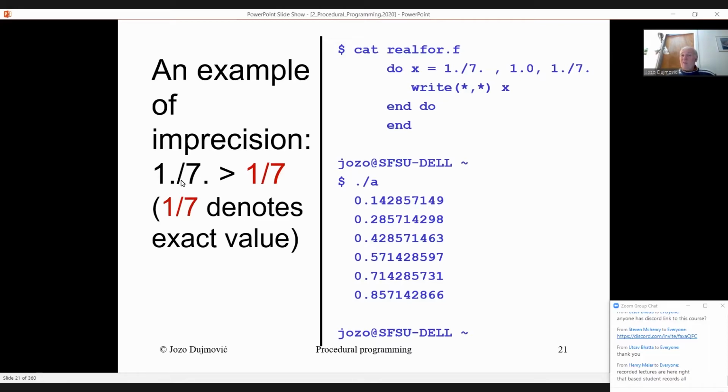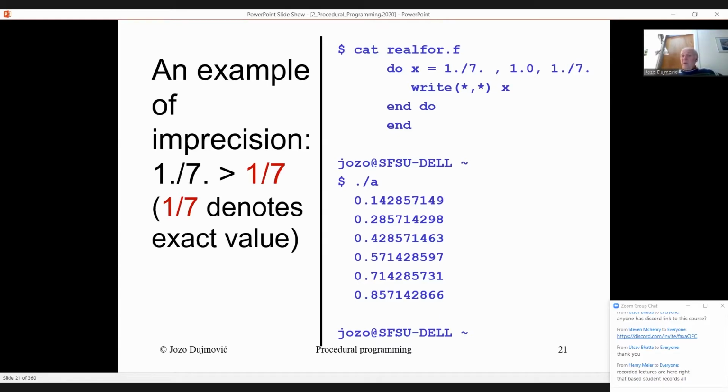And the reason is very simple to explain: 1 divided by 7 after converting to binary is giving something that is a little bigger than 1 divided by 7. So when you add 7 times this, which is a little bigger, you get something that is slightly bigger than 1. And therefore, you terminate the loop because you are going above the limit of the loop, which is 1. And therefore, you don't get this last value.